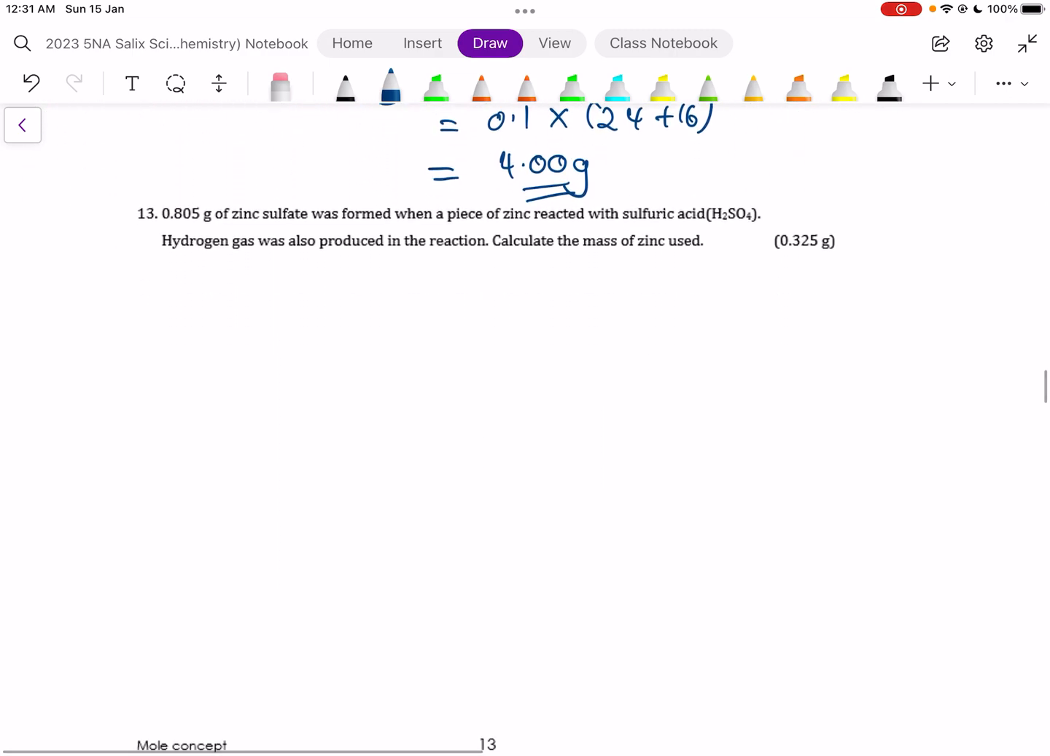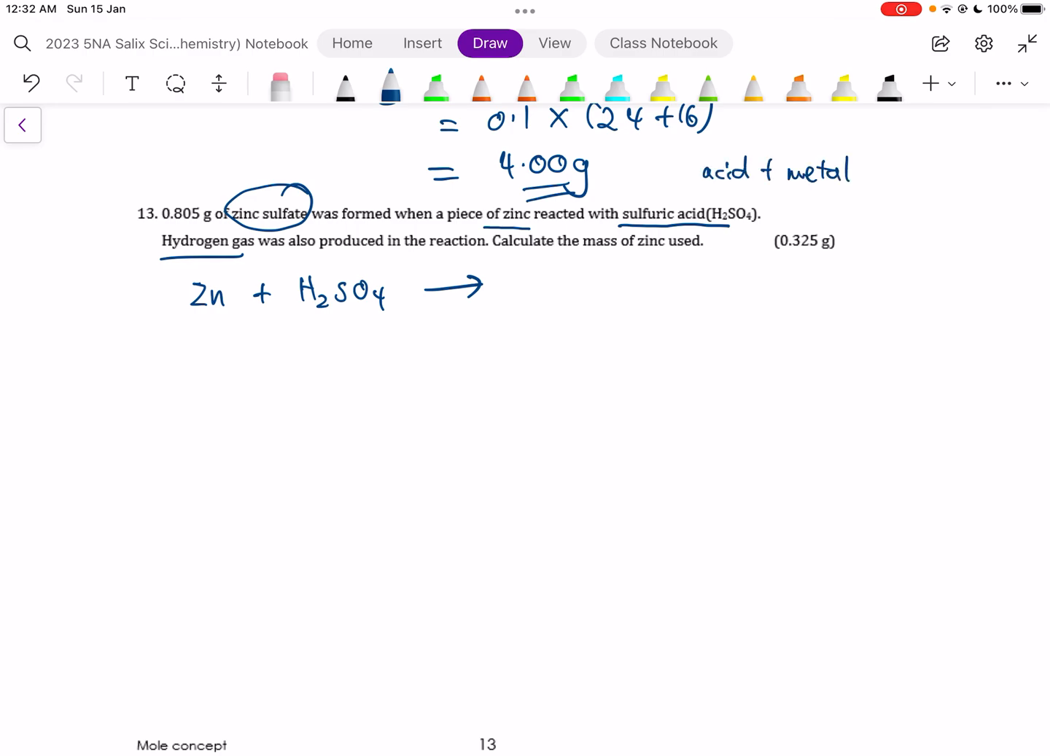Okay, let's look at example 13. Example 13 needs you to write a chemical equation based on zinc and sulfuric acid. A salt is formed and hydrogen gas is produced. Actually nothing new. Back in N levels, you already know this reaction. It's an acid metal reaction, so there will be a salt and hydrogen. Acid plus metal gives you salt plus hydrogen, or metal plus acid gives you hydrogen and salt, means the same thing.